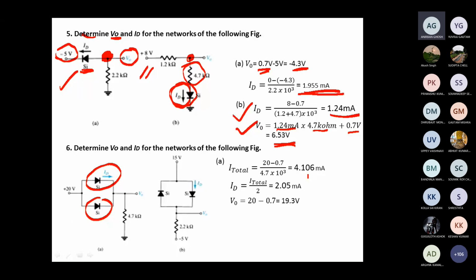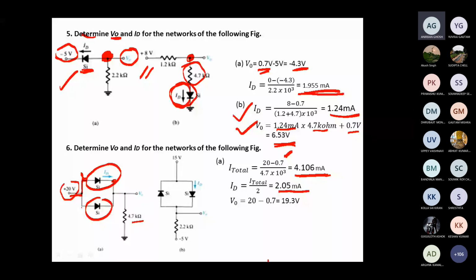Because this is 20 volt, and here this one is 0.7 volt, here also 0.7, so only 0.7 volt we can consider. The 20 minus 0.7 divided by what is the resistance? Here 4.7. So total current is this one. The total current is flowing through the same resistance. If we consider similar diodes, then I total divided by 2, so the diode current in each diode will be 2.05.